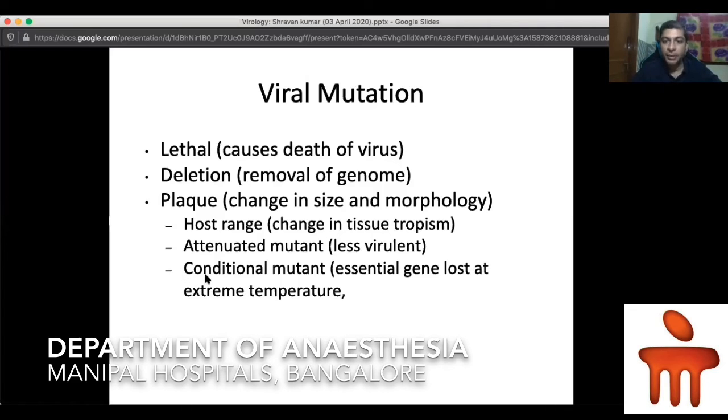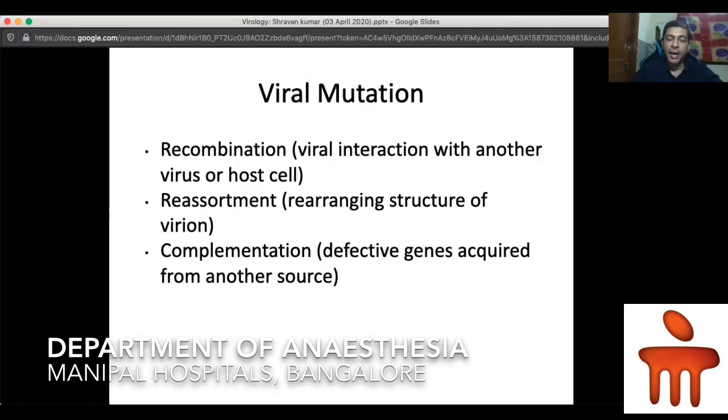And a conditional mutant, what it basically means is, at a particular temperature or at a particular biological situation, the pH and temperature, the mutation occurs, and this can either mean that the virulence gets significantly increased or it can be lost. So these are the kinds of mutations that are present. And finally, the types of mutation that occur: the recombination, the reassortment, and complementation. Recombination basically means that within the host cell, the interaction between the viruses and the host cell causes a totally new type of virus which comes out. This can also play a major role in the virulence of the virus.